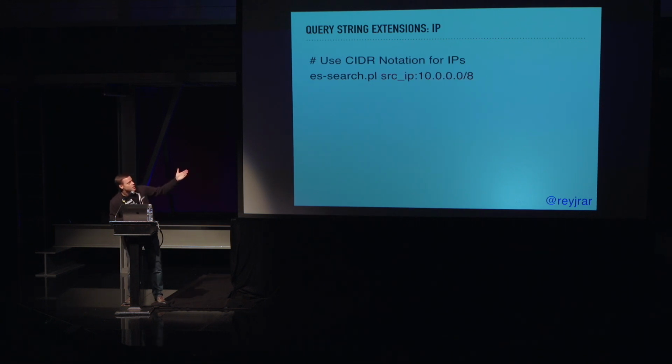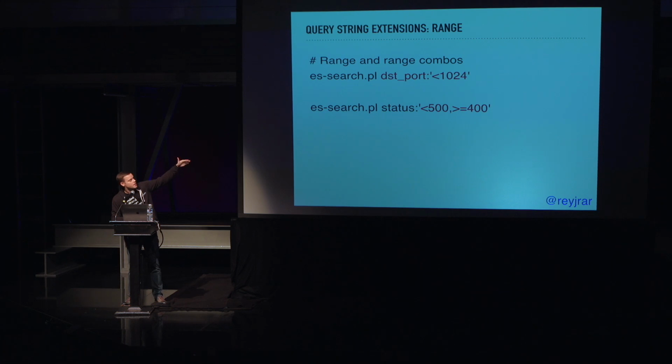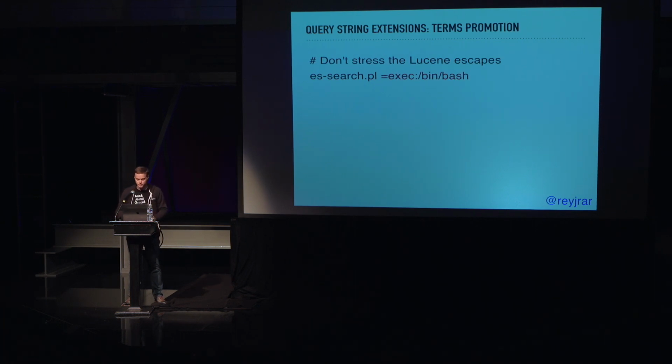You can use CIDR notation with IP addresses. If it detects an IPv4 or IPv6 address designation, it will automatically expand it to a range query. You can do range queries using the normal operators you would expect. You have to shell quote them because the shell will interpret that as a redirect.